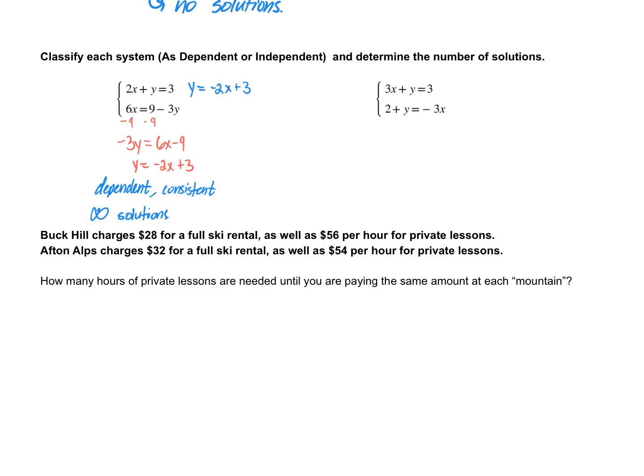If you go to the next question, maybe I subtract 3x, so I get y equals negative 3x plus 3. And if I subtract 2 over on the second equation, I get y equals negative 3x plus 2. So same slope, but different intercepts. So these are parallel lines, meaning they will never touch. If they don't touch, we don't have a solution. All right, so no solution means inconsistent and no solution.